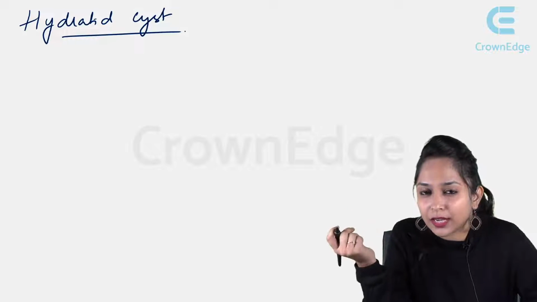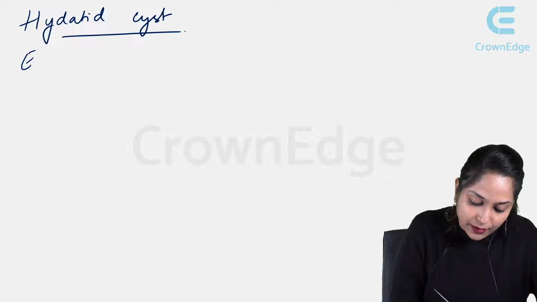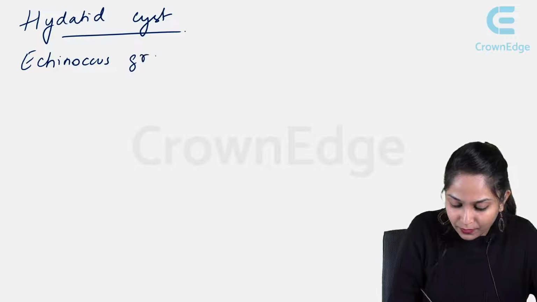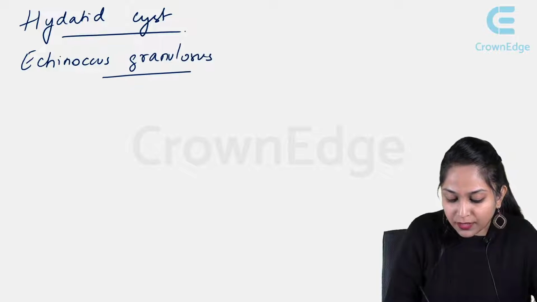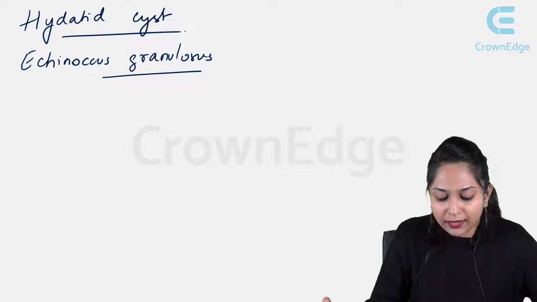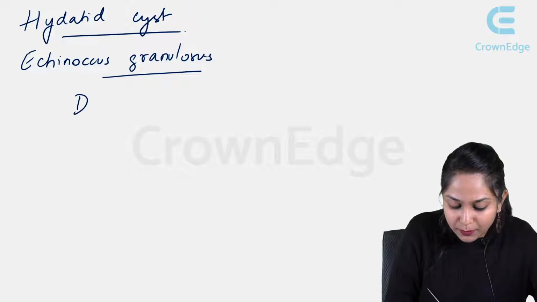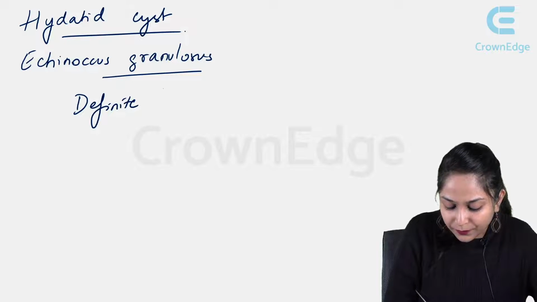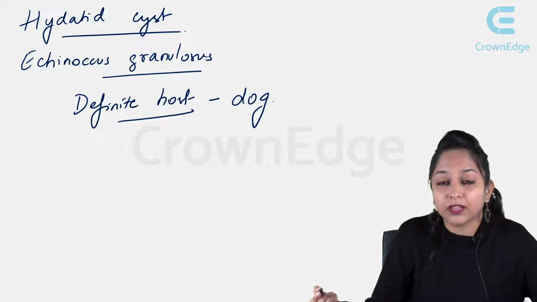Familiar? I think you are able to recall what exactly I'm talking about. So when we speak of Hydatid cyst, Echinococcus granulosus. Okay, now that's a parasite also called the dog tapeworm, and these parasites are present in a definite host. You need to remember about the definite host. Now the definite host is a dog.